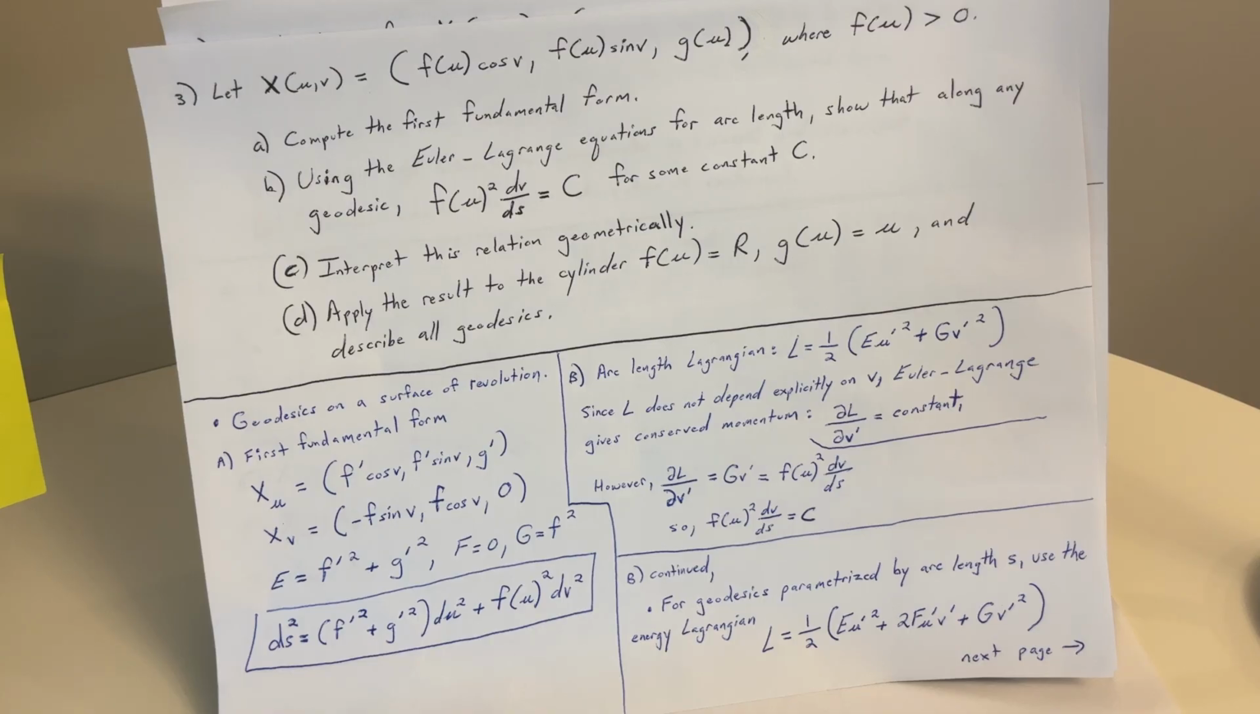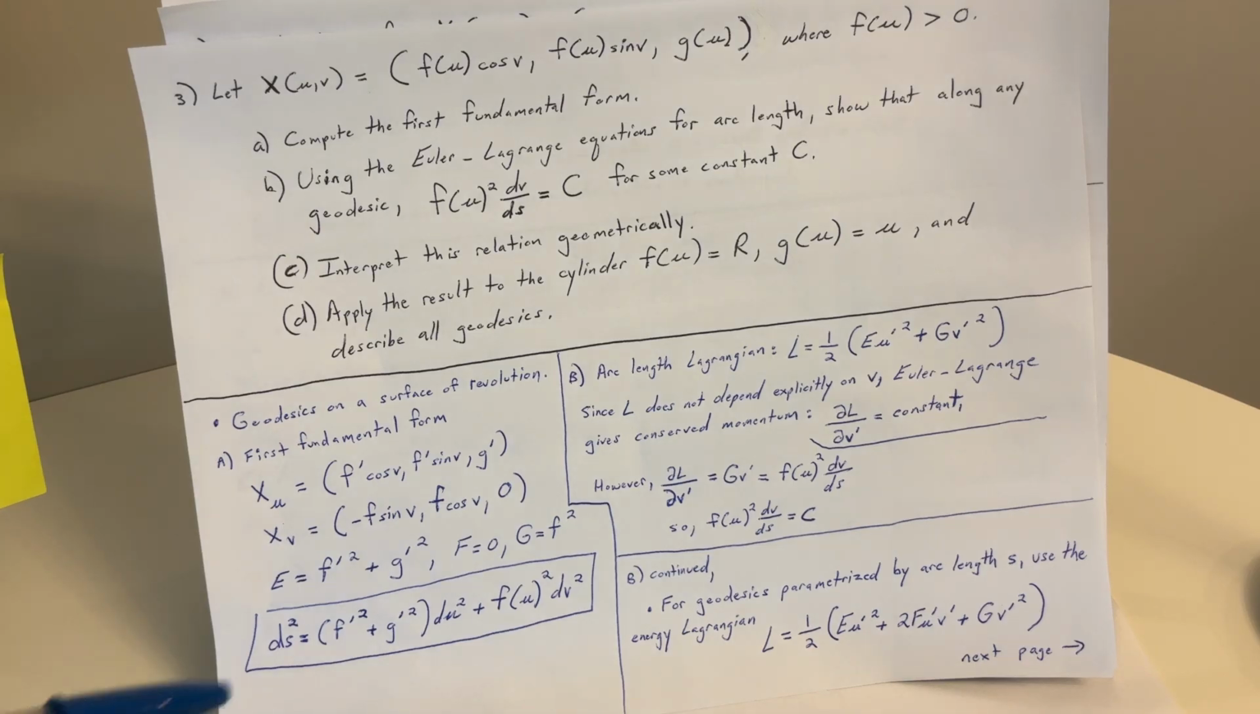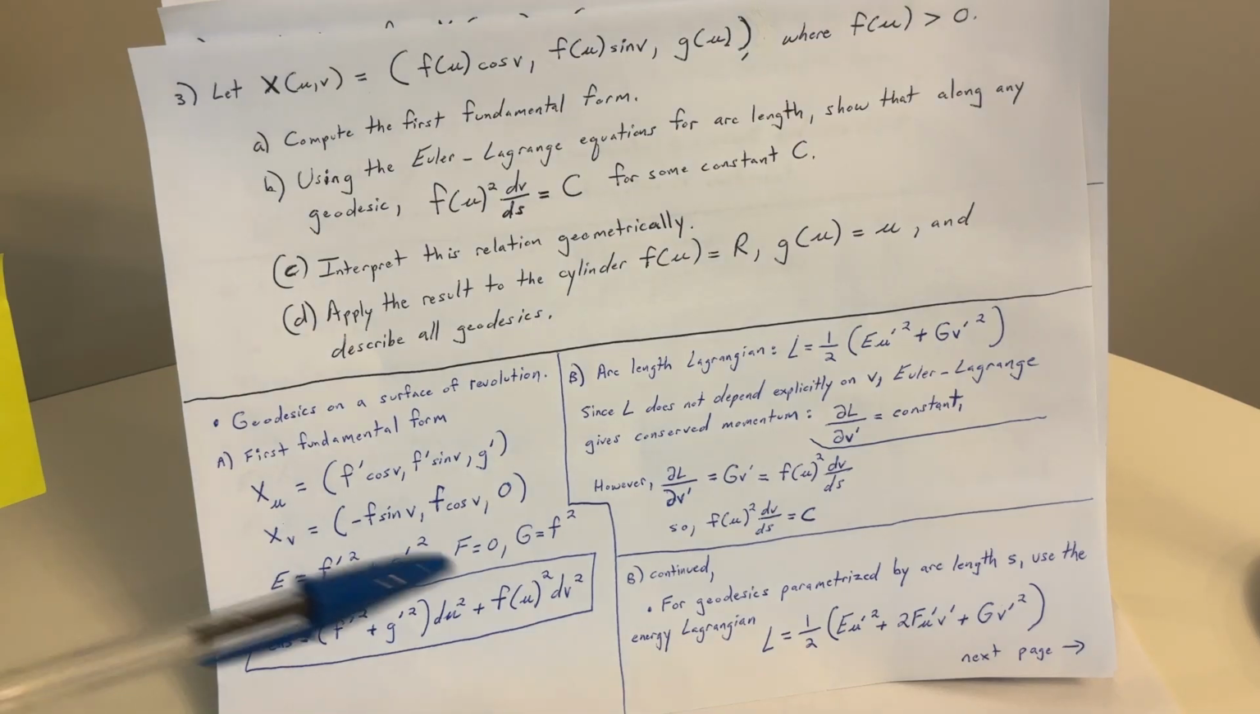Now, we're continuing with part B, down here continued, and we're going to go on to the next page, just so we have this down. For the geodesics parameterized by arc length s, use the energy Lagrangian. So the energy Lagrangian we're going to need is L equals 1/2 times the quantity E u prime squared plus 2 F u prime v prime plus G v prime squared. So we're going to need that for the next part of the problem.